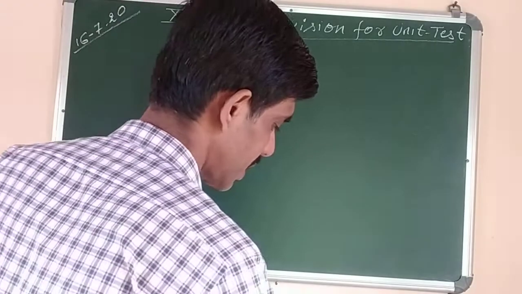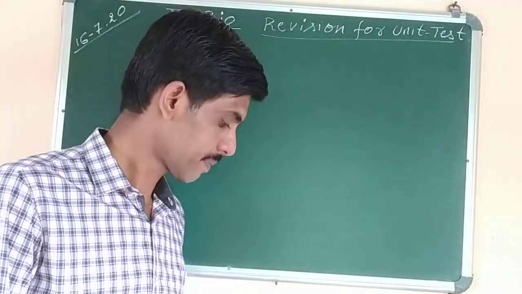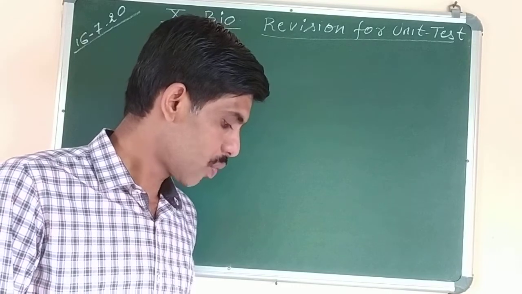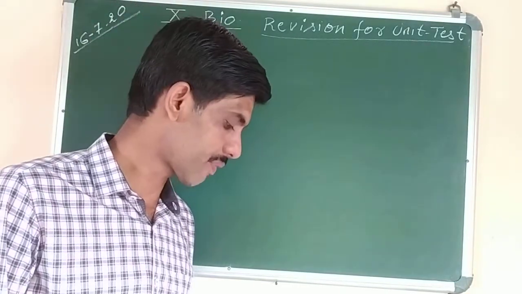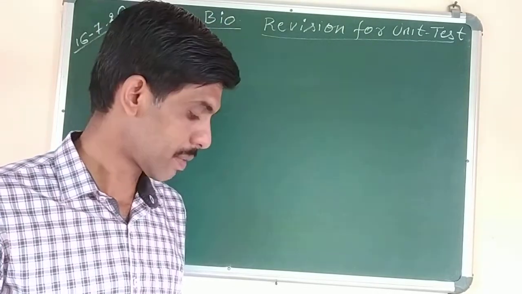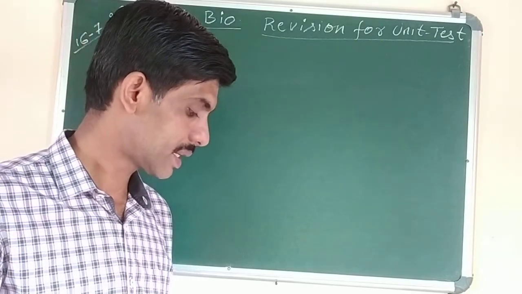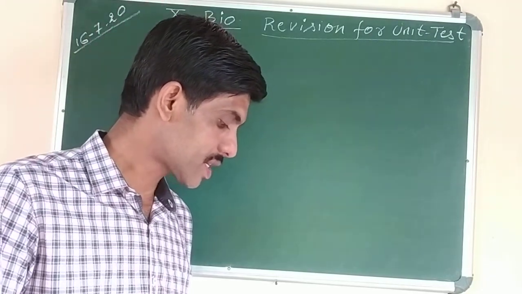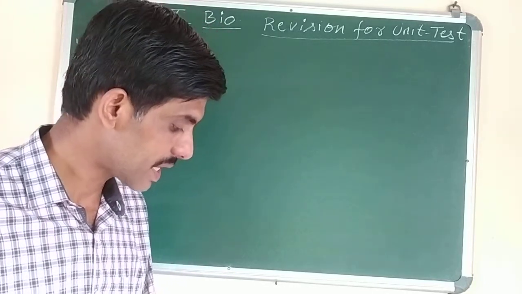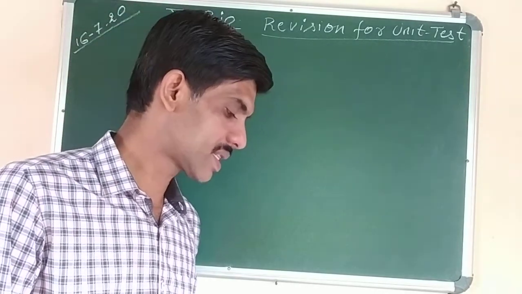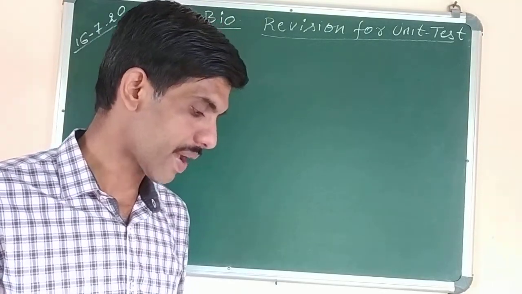Now the next question type is multiple choice. One question, four options will be there. Like one question I will discuss. Which of the following terms represents a pair of contrasting characters or factors? The choices are A, alleles, B, phenotype, C, homozygous, D, heterozygous. Represents a pair of contrasting characters or factors. So the answer is number 2, alleles.